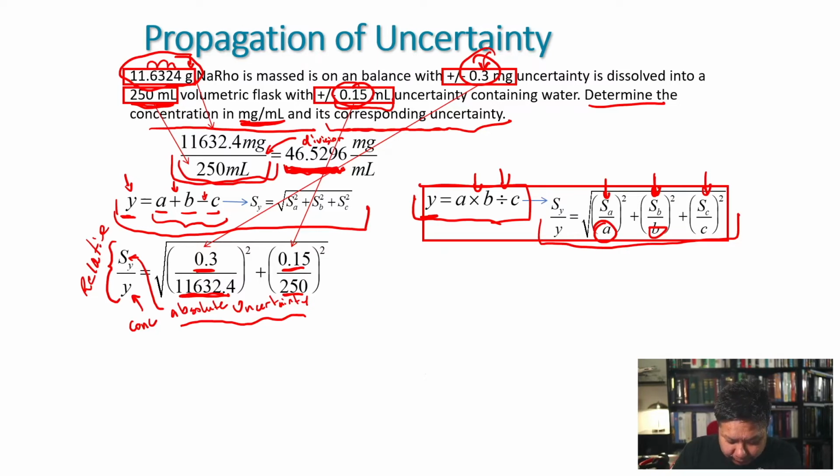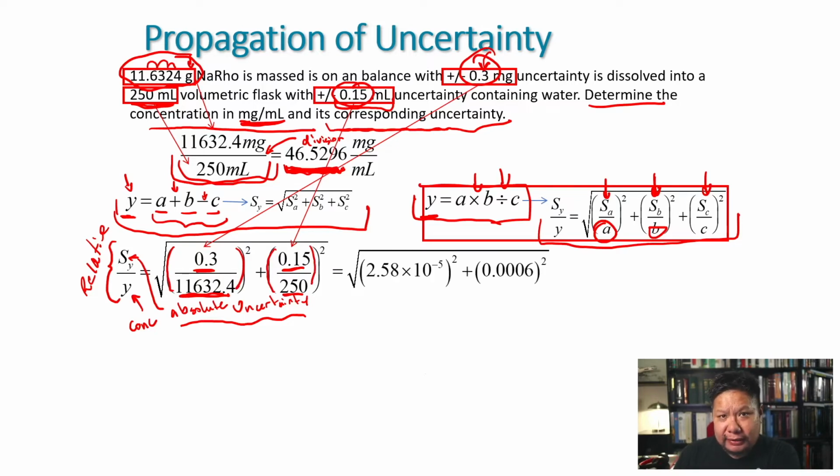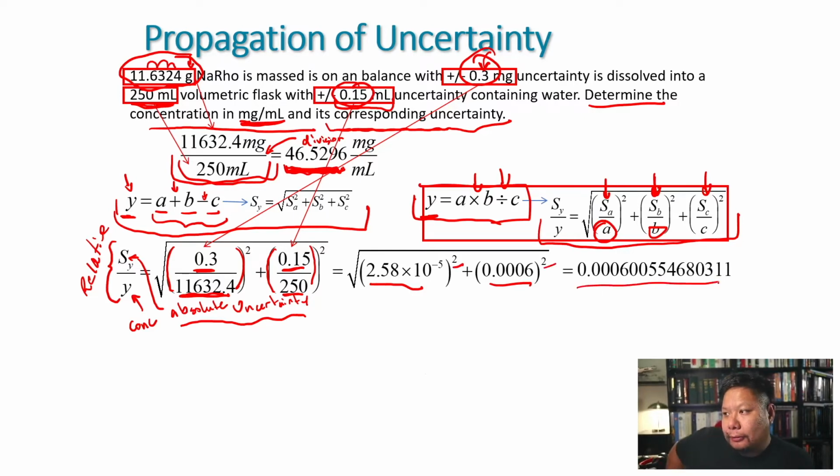So we square the 0.3 divided by 11,632.4, and then we square the 0.15 divided by 250, right? And we get these values here. Oh, sorry, I just did the division there. So now what we'll do is we'll square them, and after we square them, we'll take the square root. And when we take the square root, we get this very long number here, okay? So that's a very long number.